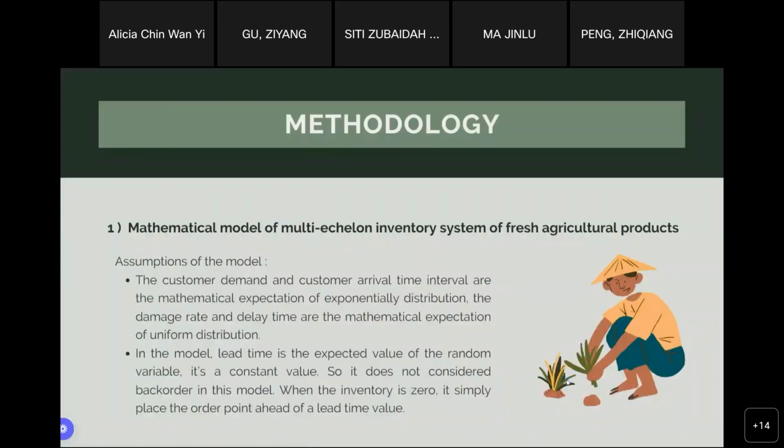And I'll talk about the methodology of this journal. The paper builds a mathematical model of a multi-echelon inventory system of fresh agricultural products, where there are two assumptions of the model, and these two are the assumptions of the model.